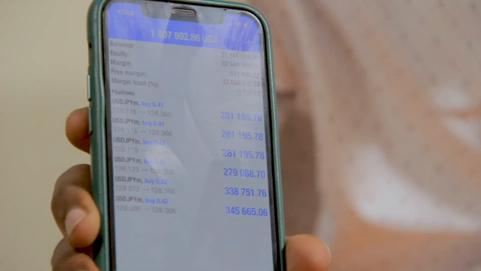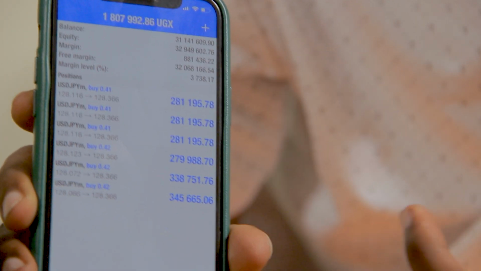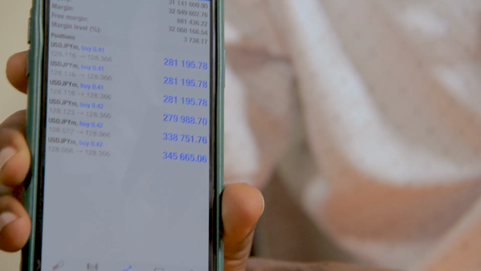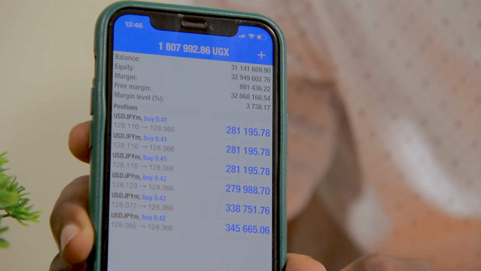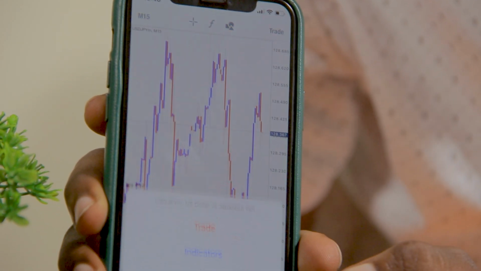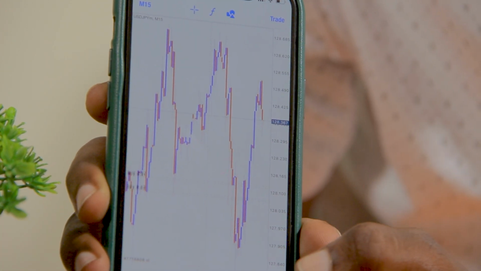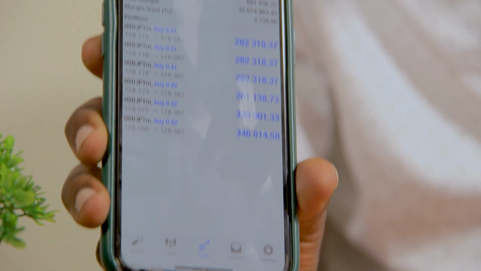So take a look. This is what we called up today. This is USD JPY, and that's what we traded today, and it's all lit. I don't want to play around. I just want to take you through the exact way on how I actually got this trade.